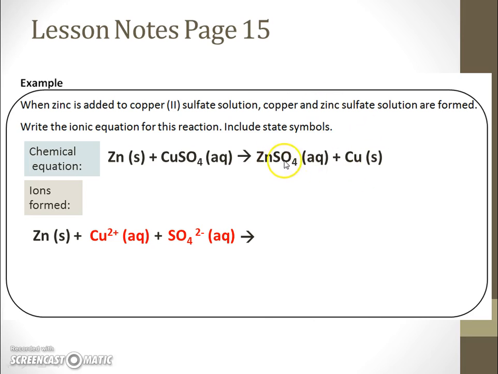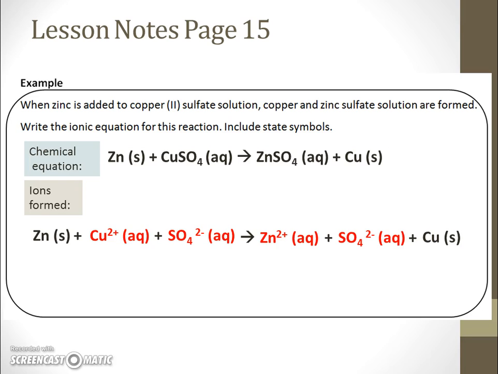Then for zinc sulfate here, you can also see it's aqueous. So you need to break it up into ions. So Zn2+ (aq) plus sulfate ion (aq). For the last one, it is solid state. Copper is in solid state. So just complete and remain the same. Okay, so we will guide you along forming of ions.